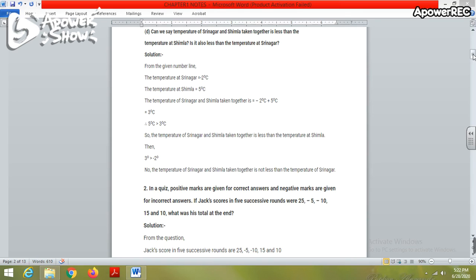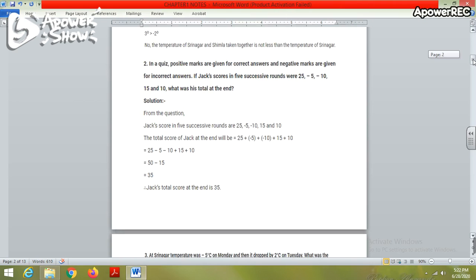Now question number 2 of exercise 1.1. The question says, in a quiz, positive marks are given for correct answers and negative marks are given for incorrect answers. So if your answer is correct, you will be awarded a positive mark, and if your answer is incorrect, then you will be awarded a negative mark. If Jack's scores in 5 successive rounds were 25, -5, -10, 15 and 10, you have to find out his total at the end.